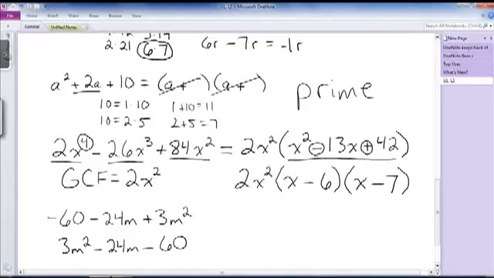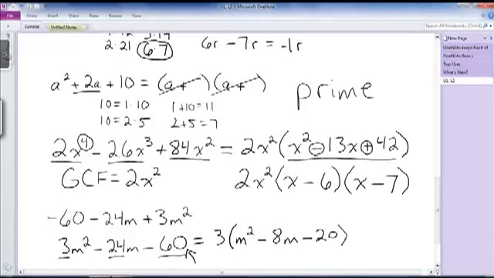Except you should notice divisible by 3, divisible by 3, divisible by 3. There's a GCF. Let's factor it out. I can factor out a 3. I cannot factor out an m because this last term, this 60, there's no m on it. So I can't pull an m out. You can only factor it out if it's in all 3 terms. So when I factor that 3 out, what does that leave me with? m squared minus 8m, 24 divided by 3 is 8, minus 60 divided by 3 is 20.